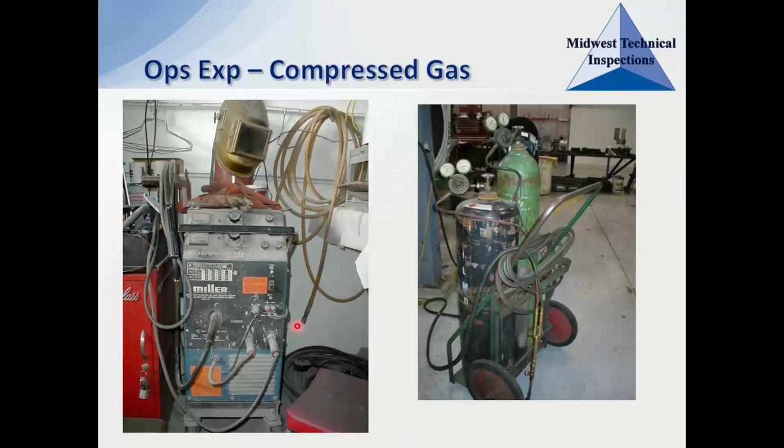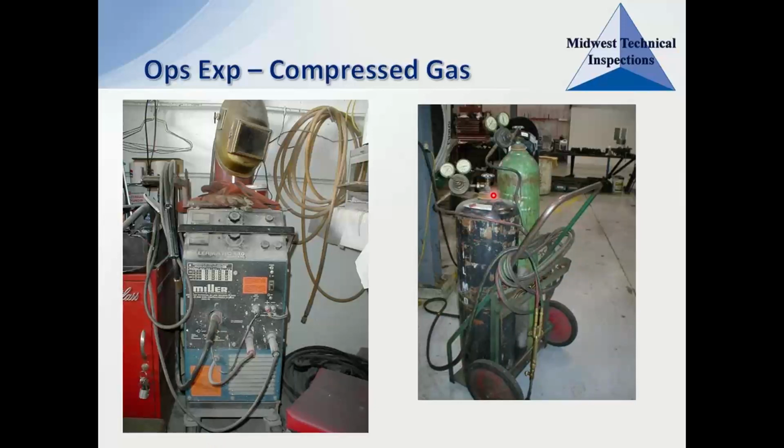But here we see a MIG welder. So we have the gas tank on the back. The argon's on the back there. That's the inert gas. It's a non-flammable gas, but connected up to the arc welder so that they can do the MIG welding. And then over on the right, we have the oxygen acetylene torch.